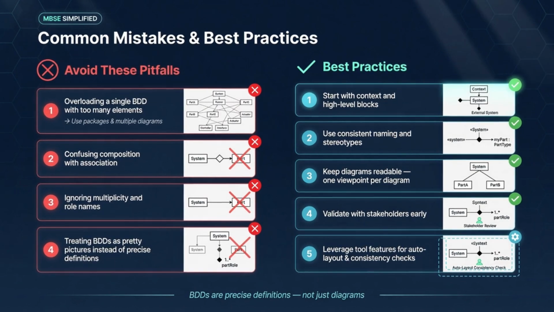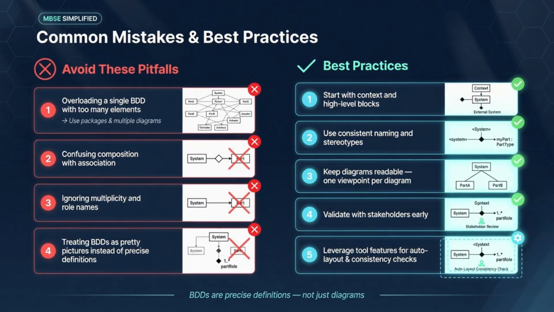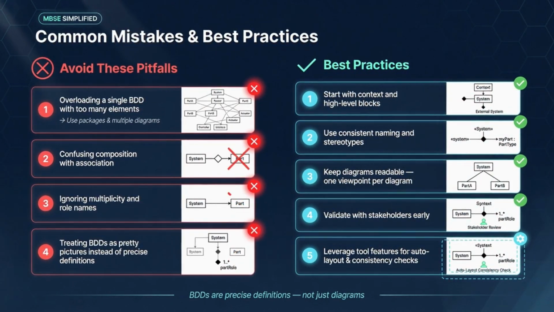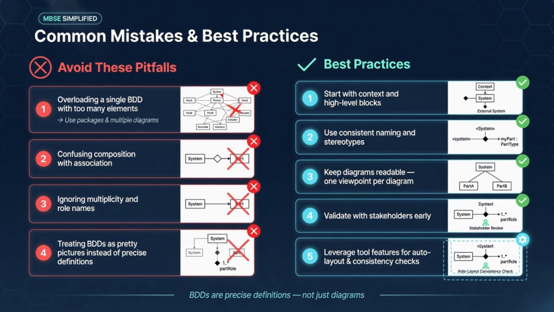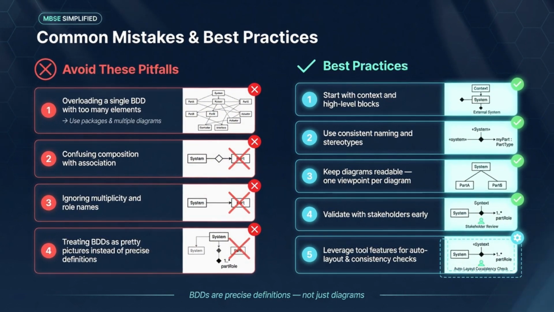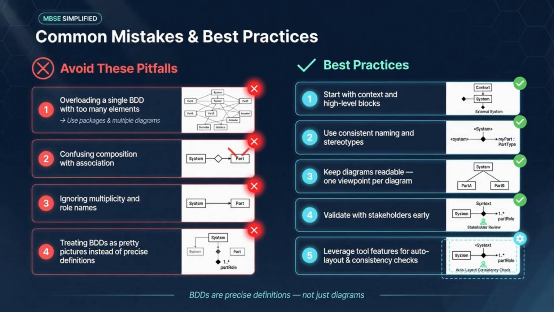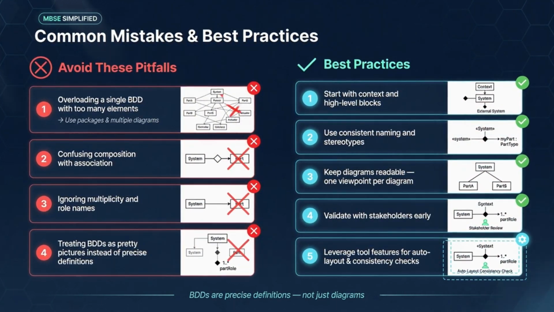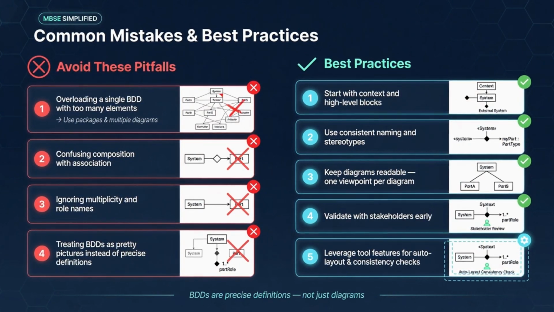Best practices. Start with context and high-level blocks. Use consistent naming and stereotypes. Keep diagrams readable. Focus on one viewpoint per diagram. Validate with stakeholders early. Leverage tool features for auto layout and consistency checks.